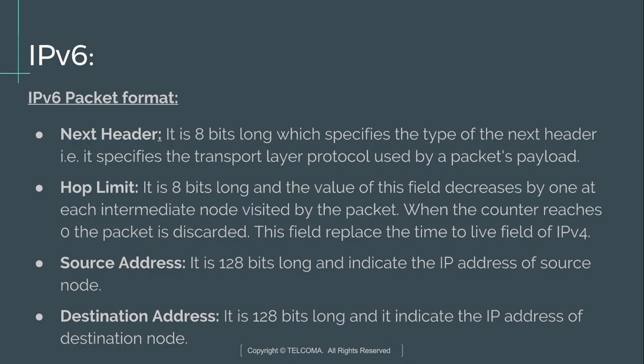So the value of this field decreases as the packet goes from one node to another node, and when the counter reaches 0, the packet is discarded. This field replaces the time to live field that is used in IPv4 packets. Next is source address, it is 128 bit long and it indicates the IP address of the source node. And next is destination address, it is of 128 bit and it indicates the IP address of the destination node.